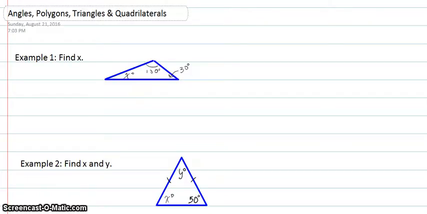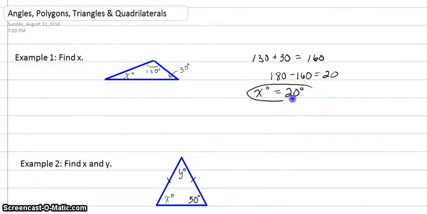So in this problem, you need to remember that a triangle has 180 degrees when you add all the angles together. So if I add 130 plus 30, that gives me 160. So then I would just subtract 160 from 180. And that's 20, so x equals 20 degrees. Alright?